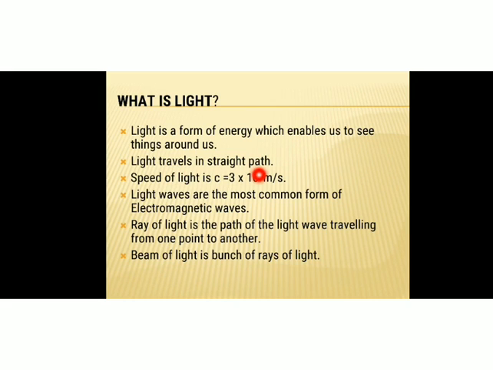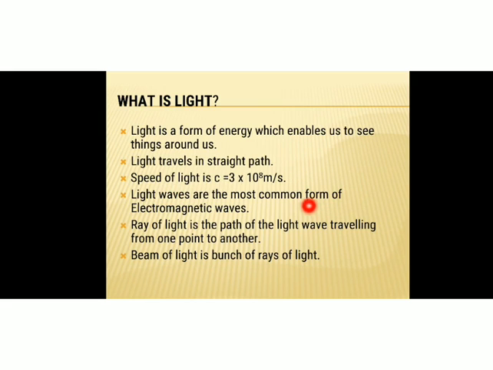Now light travels in a straight path. That is the most basic concept related to light. It always travels in a straight path. And the speed of light in vacuum is a constant, and that constant value is denoted by c. The value is 3 into 10 raised to 8 meter per second. This is the speed of light in air or vacuum.